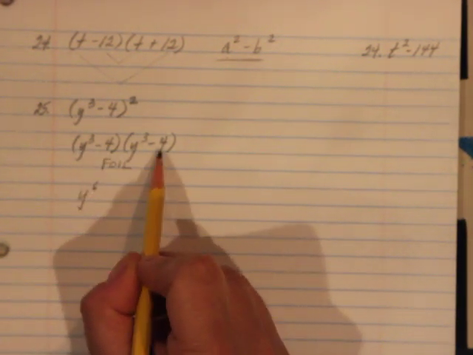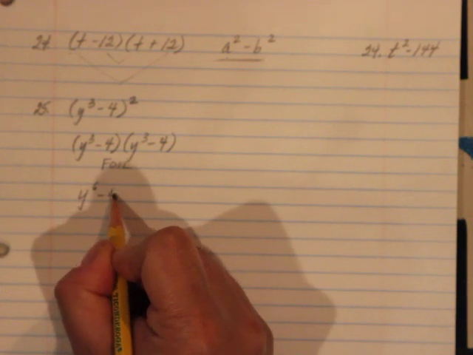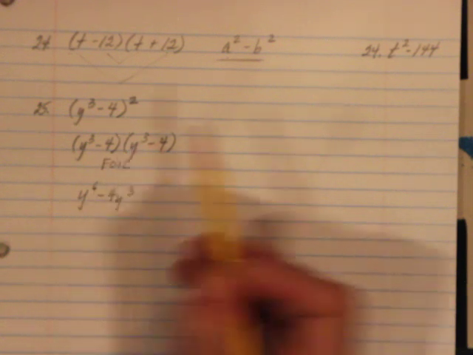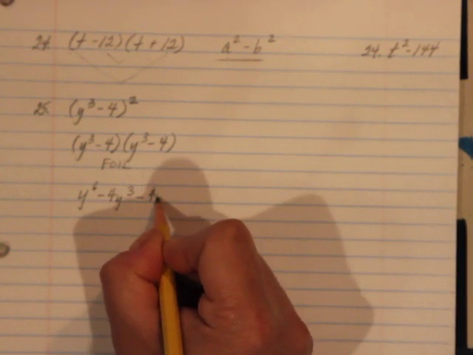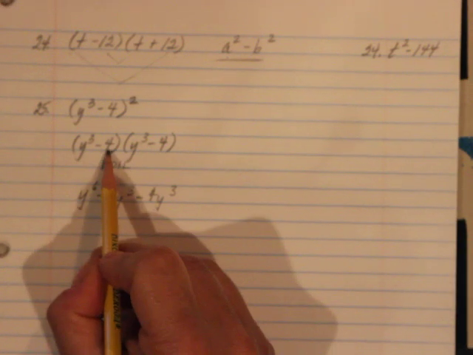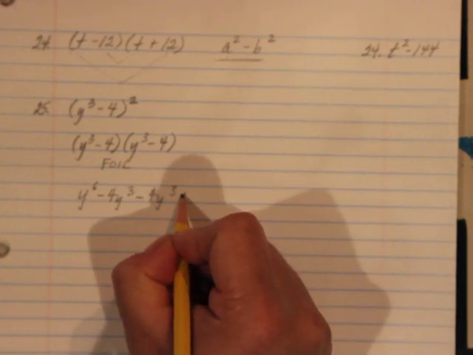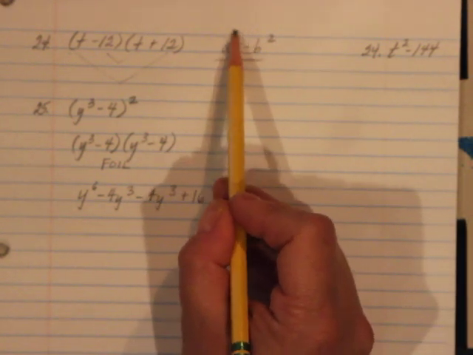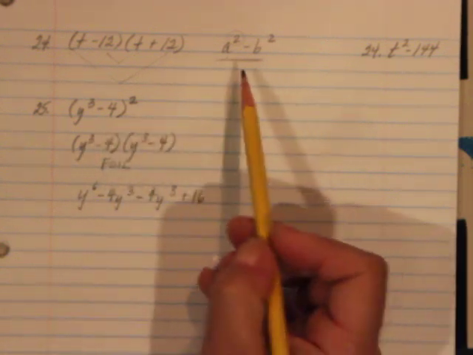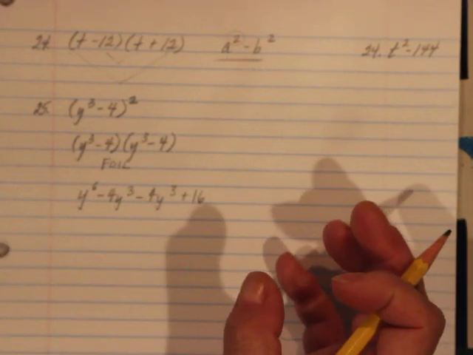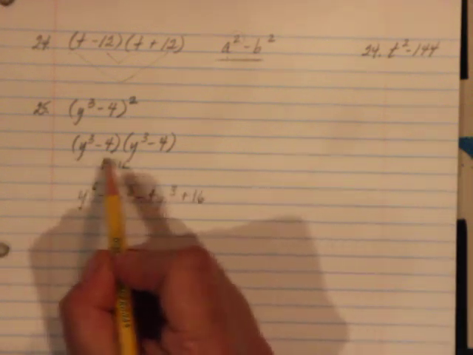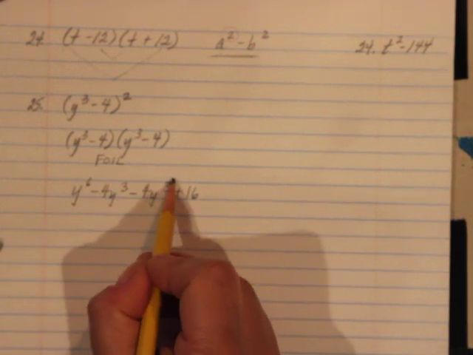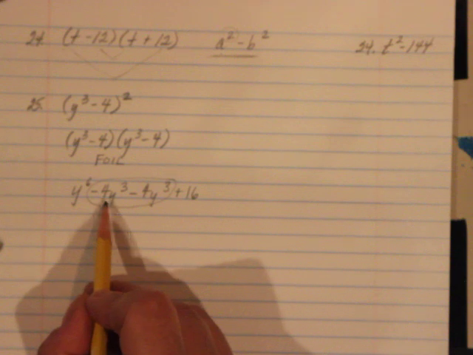The outer terms, y cubed times negative 4 is negative 4y cubed. And the inner terms, negative 4 times y cubed is, again, negative 4y cubed. And then negative 4 times negative 4 is positive 16. Now I could have used this same rule here. The reason I didn't is because I was dealing with cubes and not squares. But if I take the principle that I understood and apply it to this, it really works the same way, but this is a little safer for us right now. So make sure you recognize that we've got two like terms here.